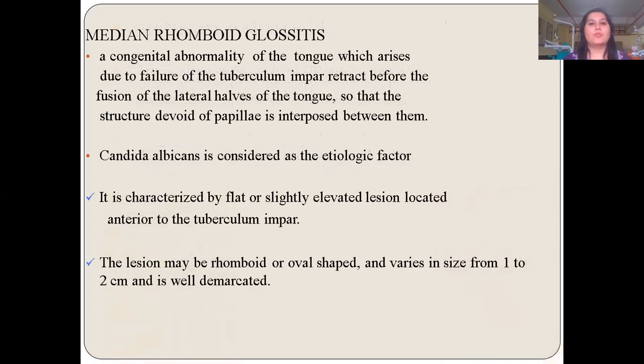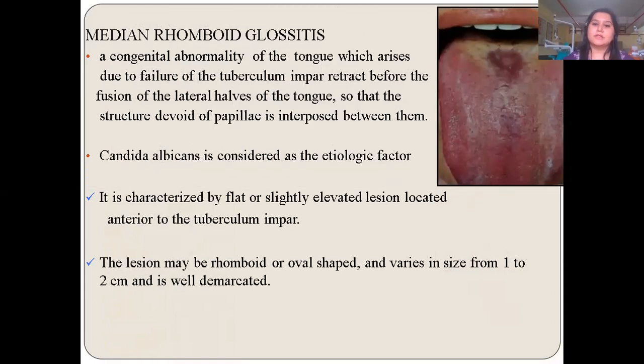Next disorder is median rhomboid glossitis. This is a congenital abnormality, which arises due to failure of the tuberculum impar to retract before the fusion of the lateral halves of the tongue, so that a structure devoid of papillae is interposed between them. Candida albicans is considered the etiologic factor. Sometimes it may be associated with median rhomboid glossitis, not always. It is characterized by a flat or slightly elevated lesion located at the tuberculum impar.